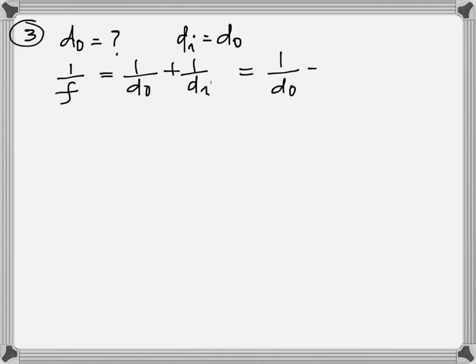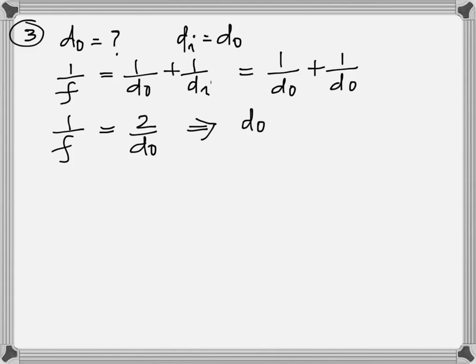Yeah, but 1 by do plus 1 by do, that's 2 by do, isn't it? 1 by f is 2 by do, so do is 2f. Where's the object kept? It's kept at the center of curvature. It's kept at the center. Anybody with me? Yes.